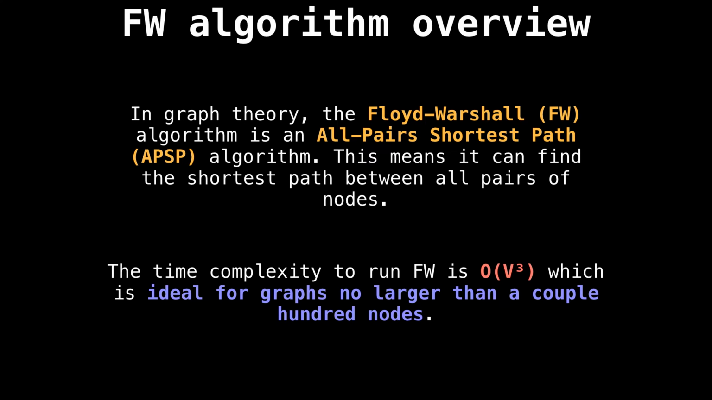In graph theory, the Floyd Warshall algorithm is an all pairs shortest path algorithm. This means it can find the shortest path between all pairs of nodes. This is very important for many applications across several fields. The time complexity to run Floyd Warshall is big O of v cubed, v being the number of vertices in the graph. This makes the algorithm ideal for graphs with no more than a couple hundred nodes.